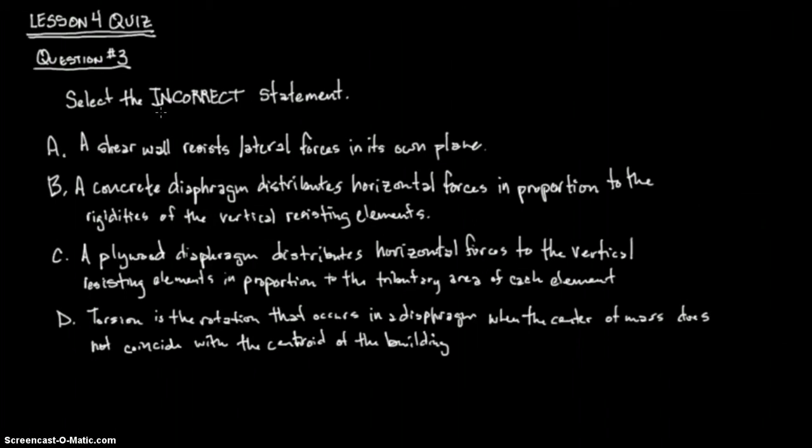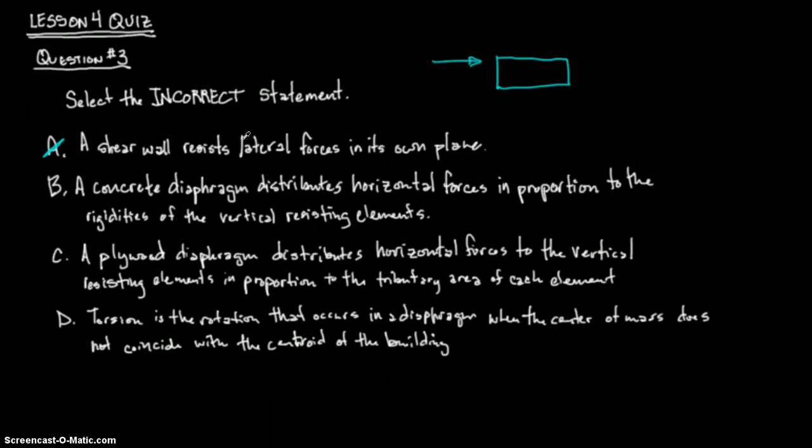Alright, A: a shear wall resists lateral forces in its own plane. That sounds correct to me. I'm guessing that a shear wall, it's right here, it's going to resist forces in its own plane, say this is your XY plane. So it's anything that makes up this square in that XY plane. It's going to resist forces in that plane. That is correct, and therefore is not the answer we're looking for.